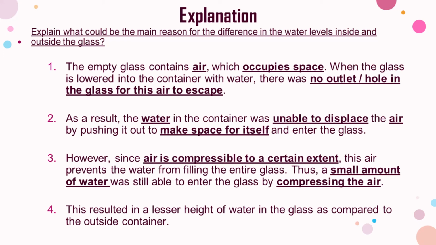The empty glass contains air which occupies space. When this glass is lowered into the container with water, there was no outlet or hole in the glass for this air to escape. As a result, the water in the container was unable to displace the air by pushing it out to make space for itself and enter the glass. However, since air is compressible to a certain extent, this air prevents the water from filling the entire glass. Thus, a small amount of water was still able to enter the glass by compressing the air. This resulted in a lesser height of water inside the glass as compared to the outside container.